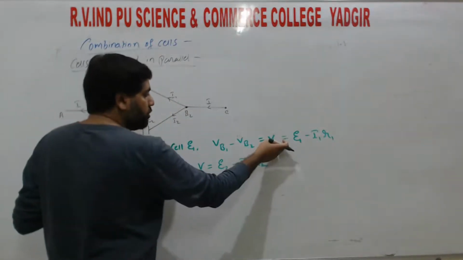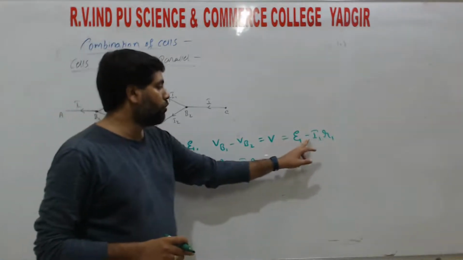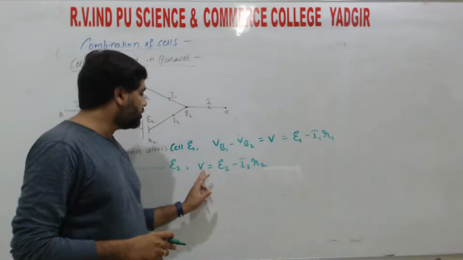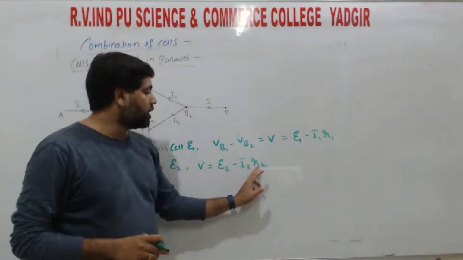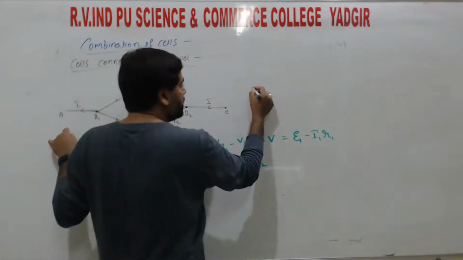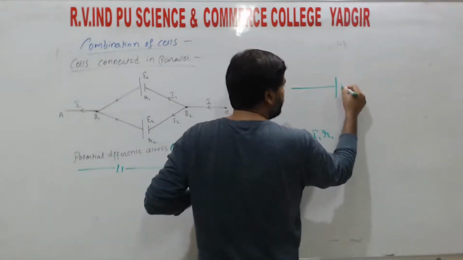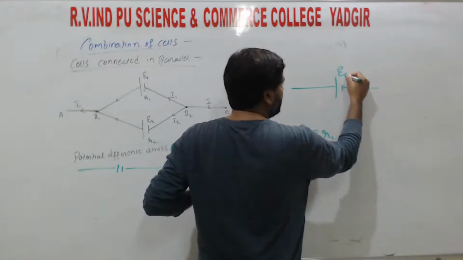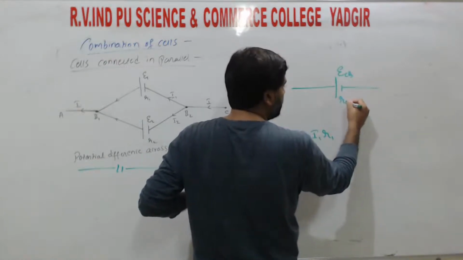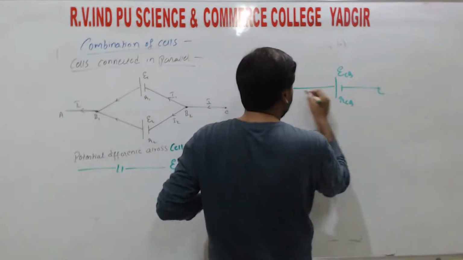So for these two cells, V equals E1 minus I1 R1 and V equals E2 minus I2 R2. Now we relate this with the equivalent EMF, E equivalent and R equivalent. This gives AC.